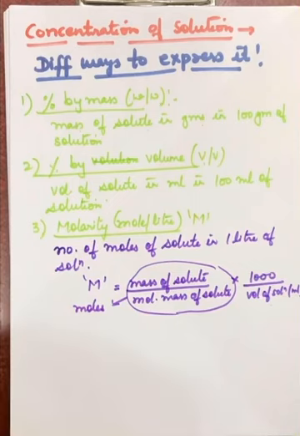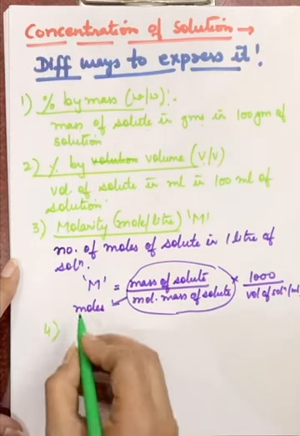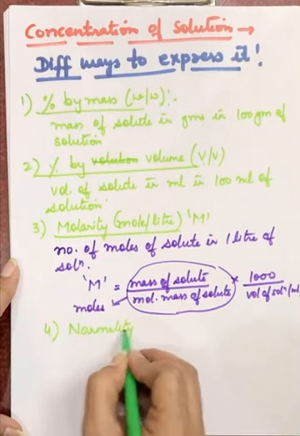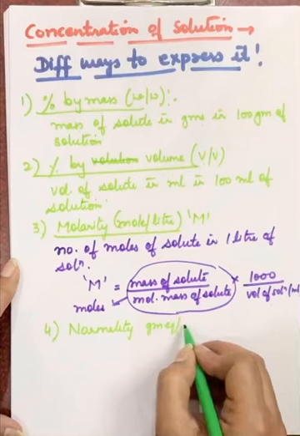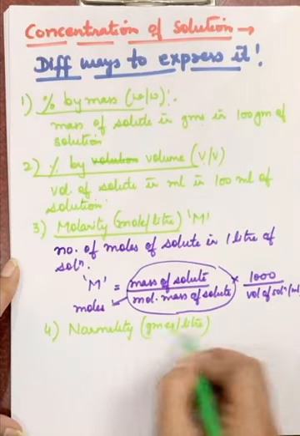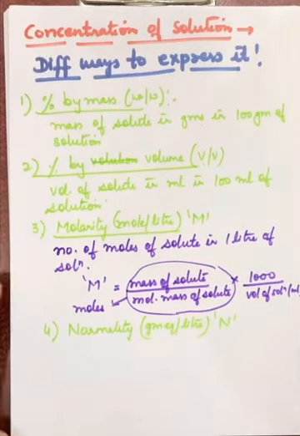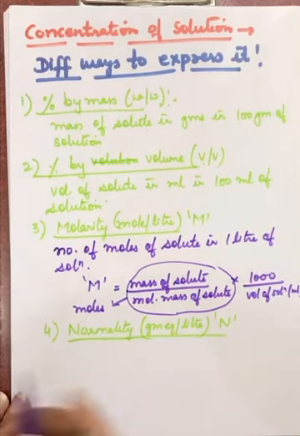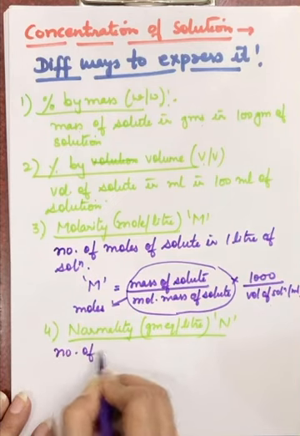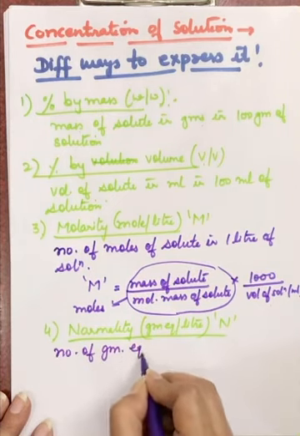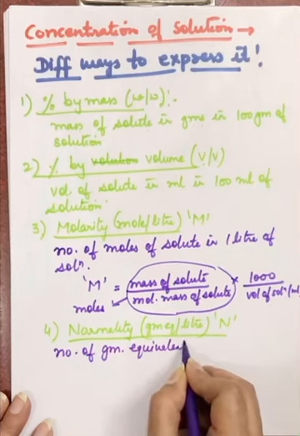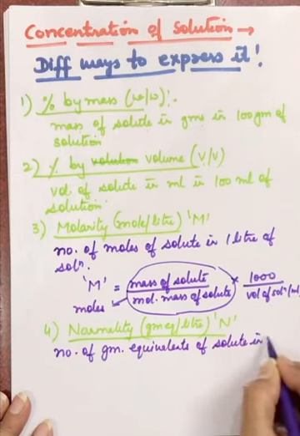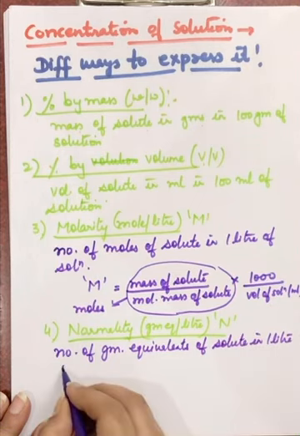After molarity, the next term we have is normality. Normality is gram equivalents per liter, denoted by the symbol capital N. Now what is normality? It is the number of gram equivalents of solute in 1 liter of solution.